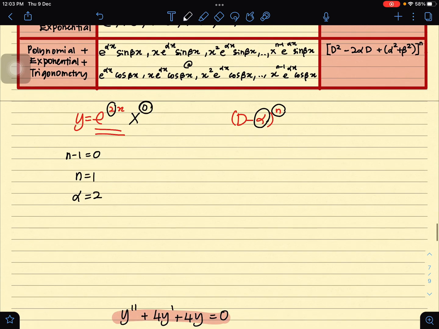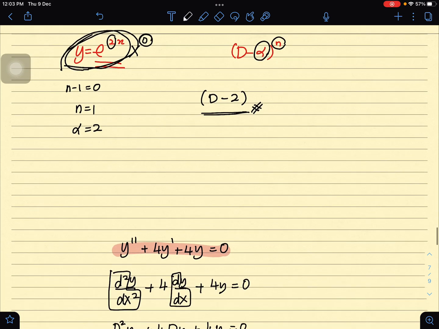So what is your differential operator for your exponential function here? It will be d minus alpha to the power of 1, which is d minus 2. This is the differential operator, or what we call the annihilator operator. So if you are asked to find the annihilator operator for the function here, this is the answer. This is the way to find it. Okay, let's see another example.